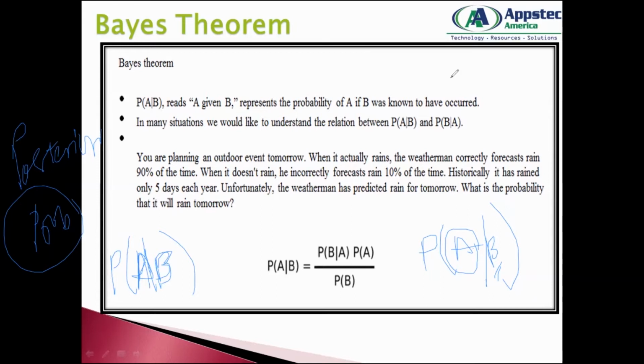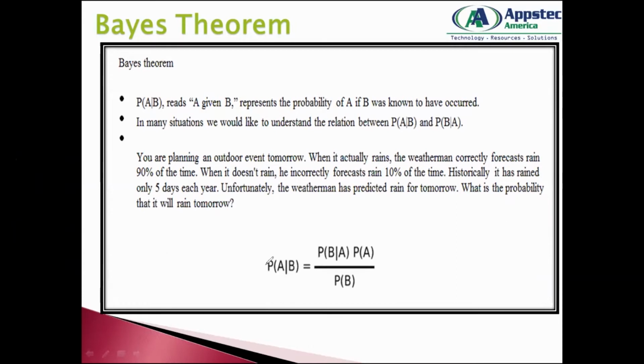Now, what Bayes' theorem says, the formula looks like this: the probability of A given B is equal to the probability of B given A, multiplied by the probability of A, divided by the probability of B. This portion of the theorem is called the posterior probability.